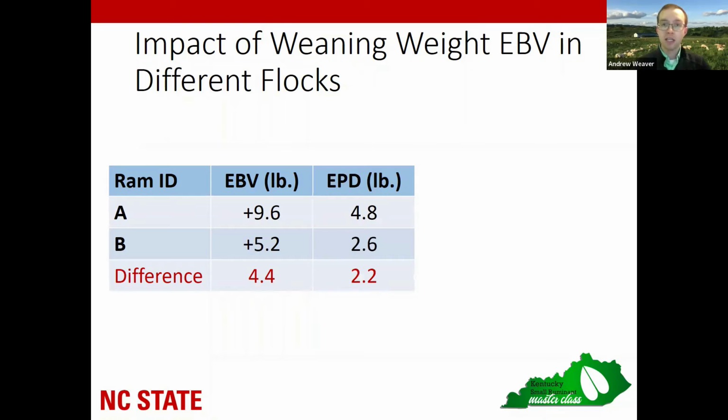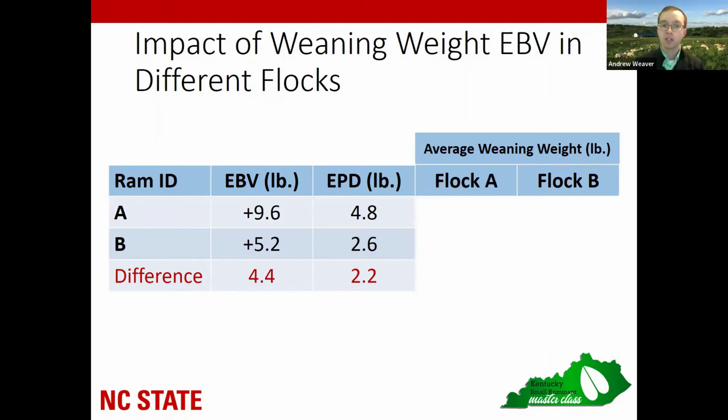If we look at the EPD, EPD simply stands for expected progeny difference. An EPD is simply half an EBV. An individual transmits half of its genetic material to its offspring. So the difference between an estimated breeding value and an expected progeny difference is just 1/2. So we take the EBV, we divide it by 2, and we get the EPD. So the EPD for ram A is 4.8. The EPD for ram B is 2.6. So the difference in EPDs is 2.2, half the difference between the EBVs.